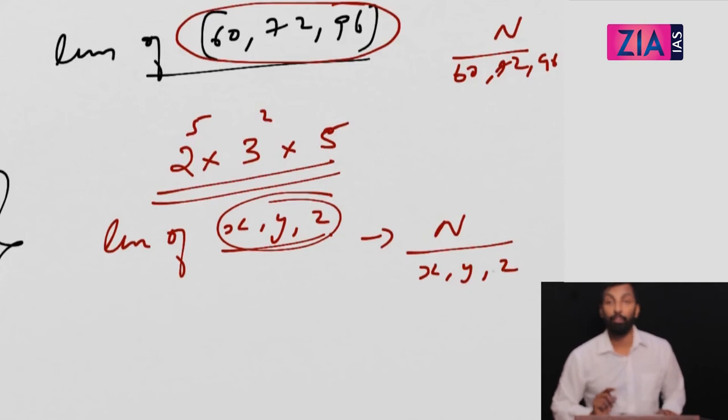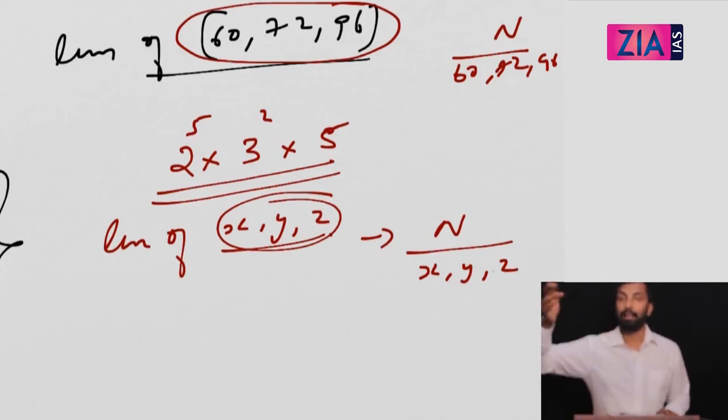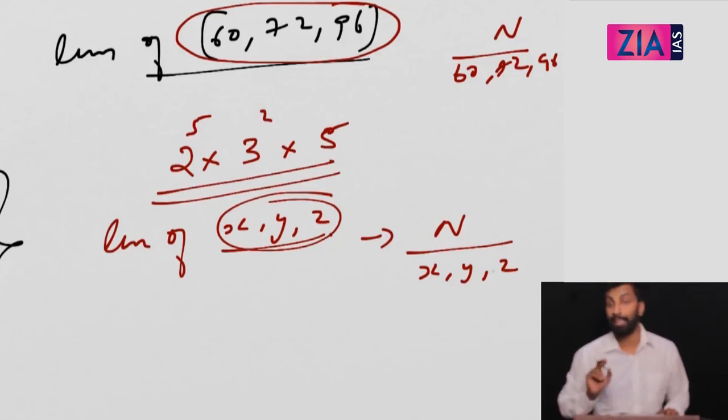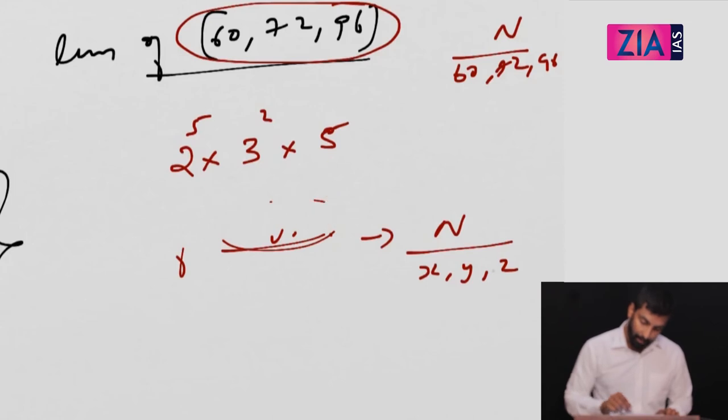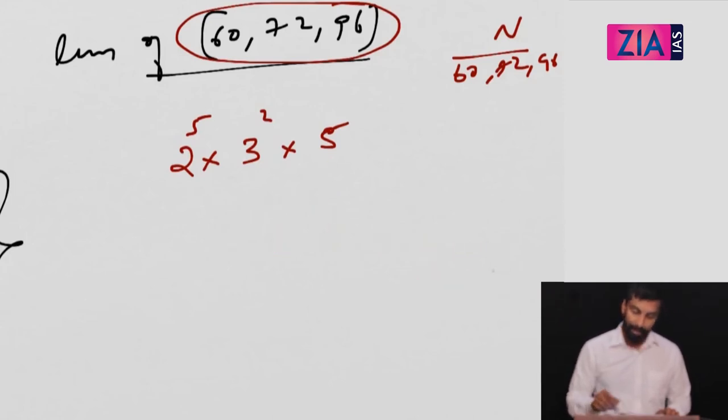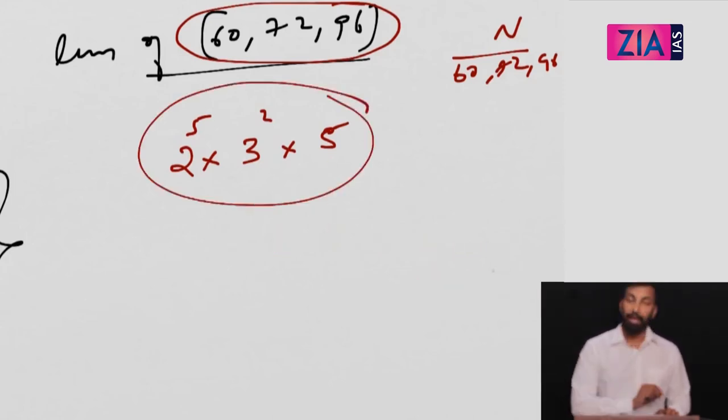So this is the lowest number. I am looking for the lowest number. Otherwise, there are many other numbers. If you find the LCM and add the LCM, that will also be divisible by all the 3. But I need the lowest number. Now, you can check with this itself whether you can divide by 60, 72 and 96. So I told you this is your LCM.